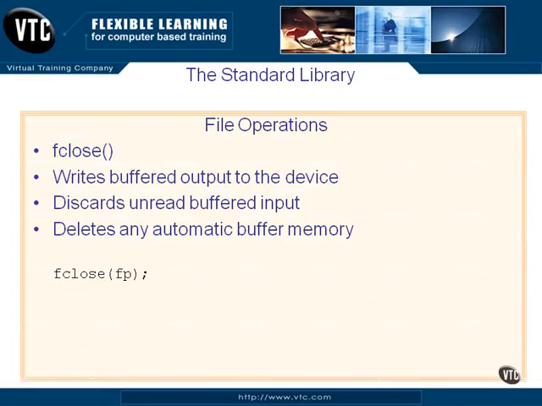fclose closes a file. If there was any buffered output waiting to go to the device, the flush will be done for you just before the fclose. And the difference is any unread buffered input will be thrown away. So if you have read some strings in and you haven't done anything with them and you close that input, that data has been lost because the buffer's thrown away. And any automatic buffered memory that was set up by the functions we'll see in the last couple of functions here will be deleted as well. So fclose does a lot of cleanup for you.